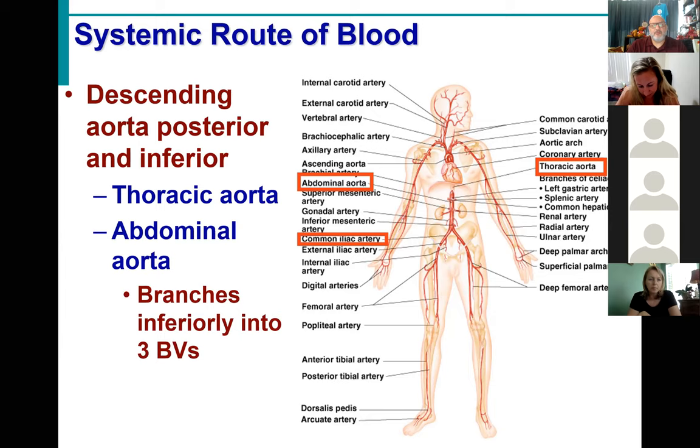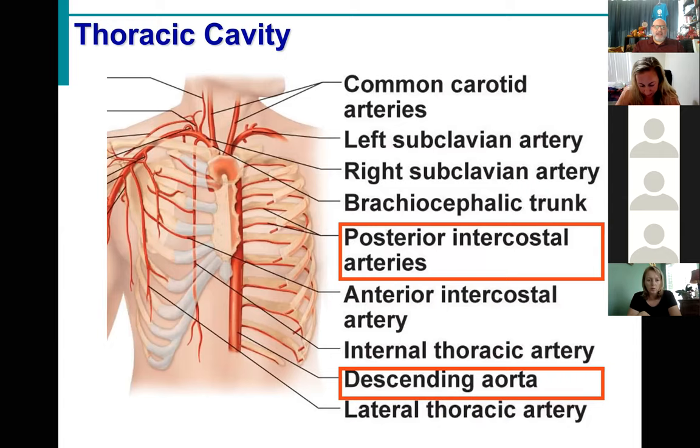Before we get to the abdomen, because there's a lot going on in the abdomen, there's not a lot going on in the thoracic cavity. Notice here in the thoracic cavity, there really aren't too many major blood vessels that come off the thoracic aorta. There are the posterior intercostal arteries that come off here. And remember, coming off of the subclavian is that internal thoracic, which feeds the anterior intercostals. But notice both the anterior and the posterior intercostals just feed the ribs.